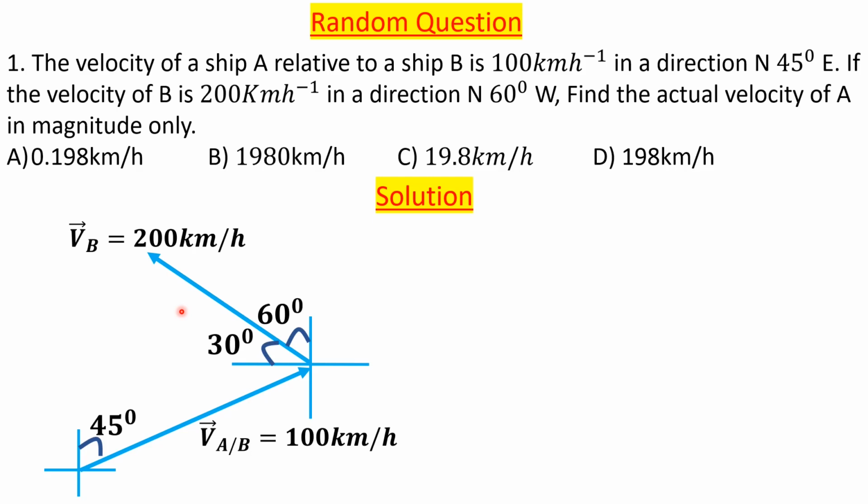Hence, we can conclude that the angle beneath is 30 degrees, since the angle between these two axes is 90. The angle between these two axes is also 90. The angle between this axis and this other axis is also 90. And this axis and this is also 90. So the sum of these two angles is equal to 90. So if this is 60, then this is 60, then this is 30.